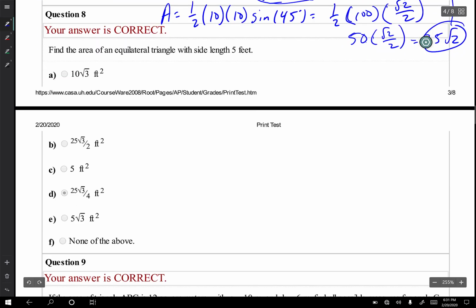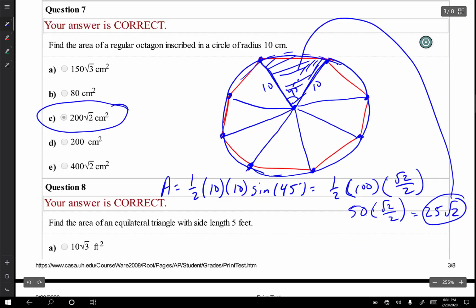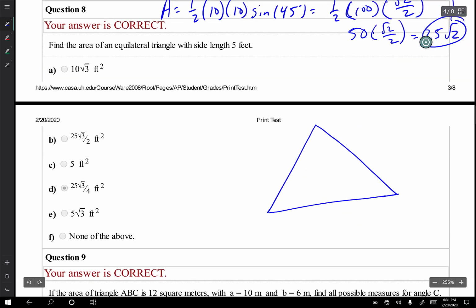Find an area of an equilateral triangle with side length 5. Okay. Honestly, they should have asked this one first because this one's actually easier than question 7. So an equilateral triangle has all sides congruent, and all angles are congruent, 60 degrees. So that means 5, 5, and 5. We can really use whichever numbers we want. It doesn't matter because they're all the same, right?